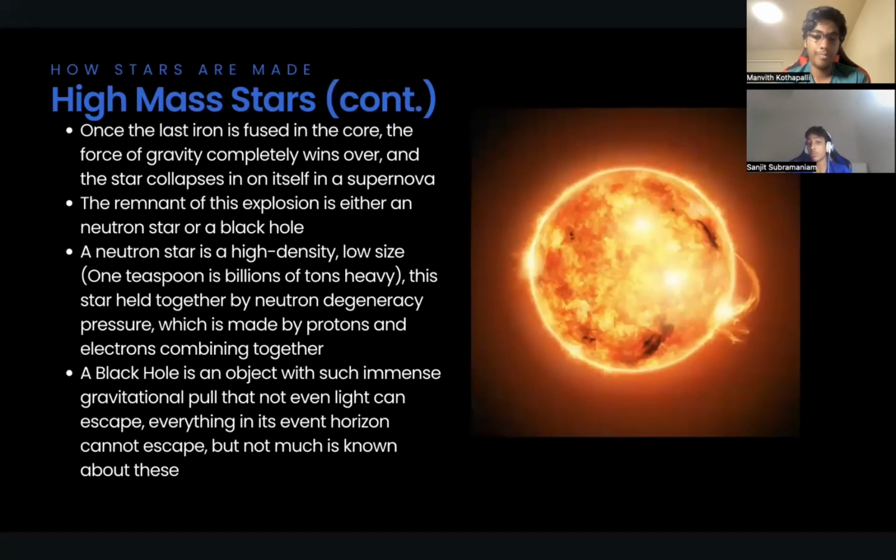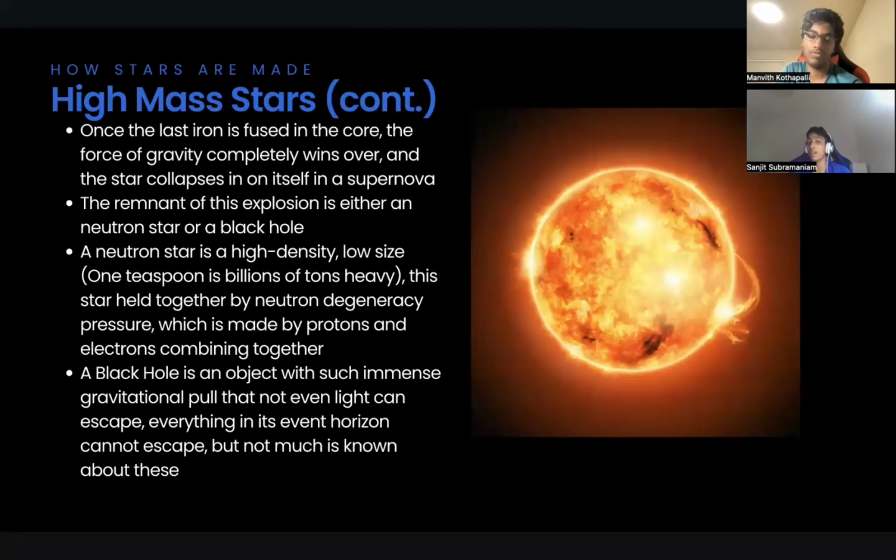Black holes are the second option for a high mass star to form into. These high mass stars must weigh way more than what is needed to create a neutron star, as black holes are remnants of the heaviest high mass stars. Black holes are the most unique objects in the universe. They have such immensely powerful gravitational pulls that even light cannot escape them.